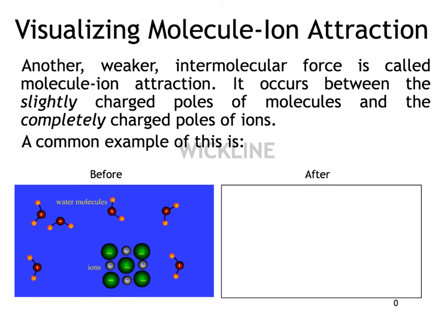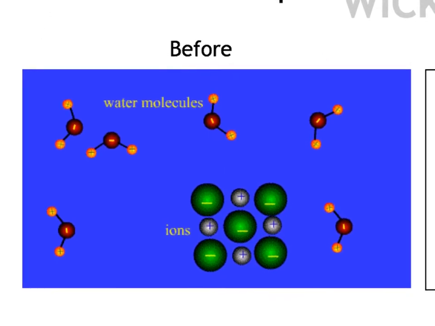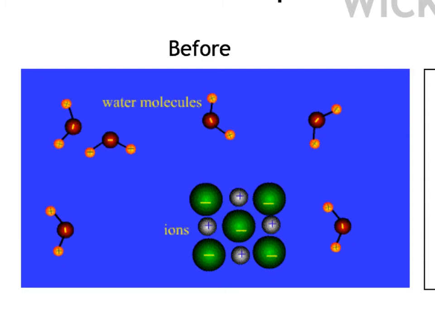So molecule ion attraction is a new one for you guys. But in this video, or this GIF, won't play for you, but I will show it to you in class. You just need to remind me. But what you see down here is some water molecules. Those are the guys that kind of look like little spaceships flying around. And you also see a crystal structure of negative and positive ions.